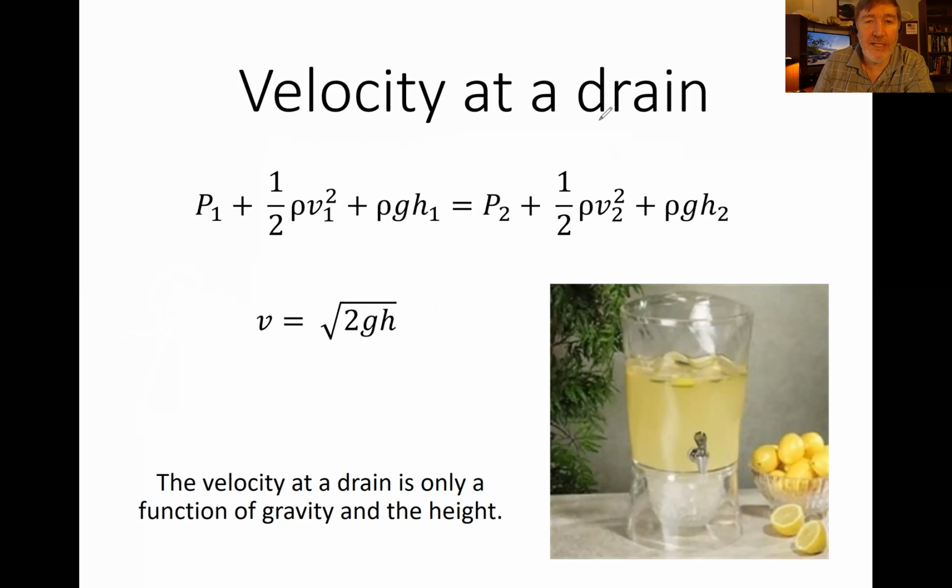All right, so the first thing is, hang on a sec, my annotation got a little weird on me there.